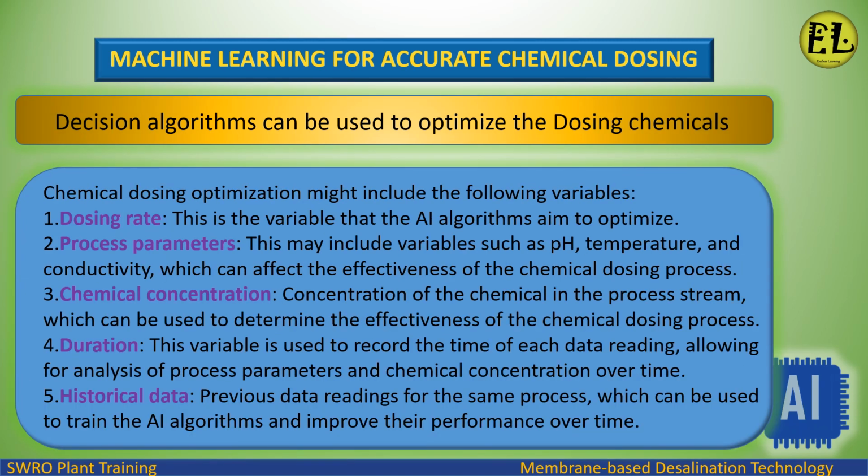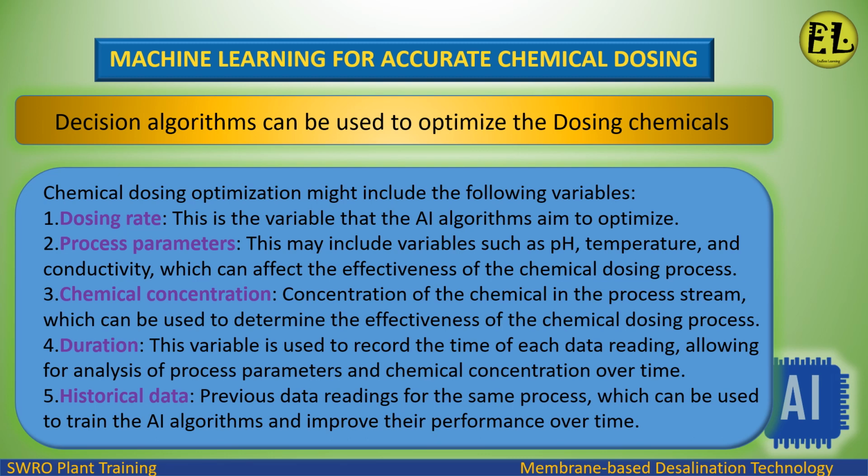Chemical dosing optimization might include the following variables. 1. Dosing rate. This is the variable that the AI algorithms aim to optimize. 2. Process parameters. This may include variables such as pH, temperature, and conductivity, which can affect the effectiveness of the chemical dosing process. 3. Chemical concentration. The concentration of the chemical in the process stream, which can be used to determine the effectiveness of the chemical dosing process.